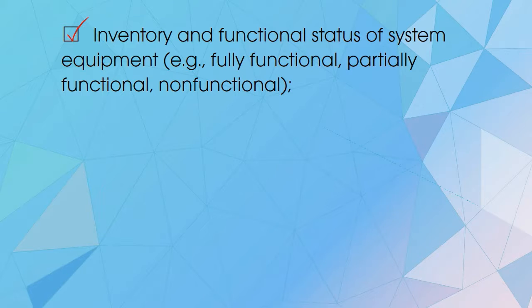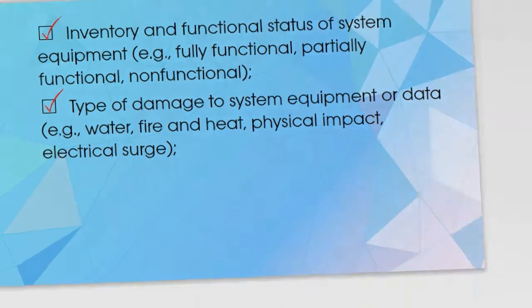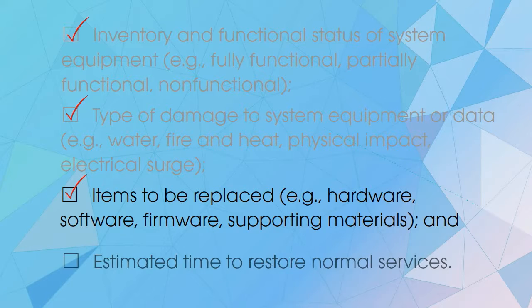Inventory and functional status of system equipment: fully functional, partially functional, non-functional. Type of damage to system equipment or data: water, fire and heat, physical impact, electrical surge. Items to replace: hardware, software, firmware, supporting materials, and estimated time to restore normal services.